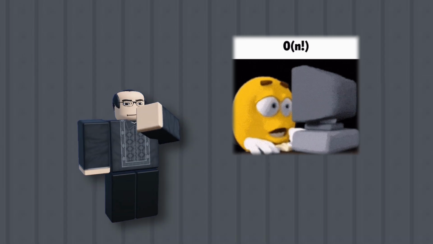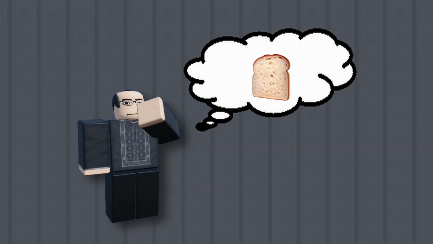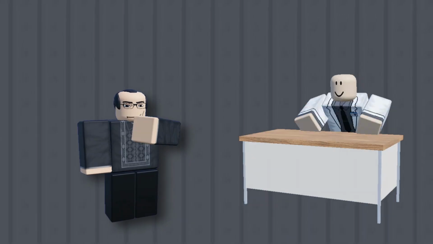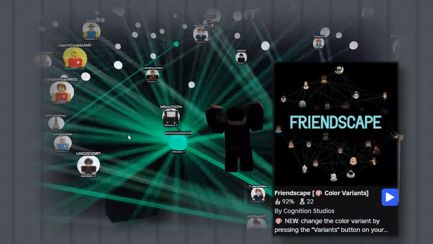I recently finished my algorithms class in college, and I was interested in breadth-first search algorithms. When my professor was discussing it, I immediately thought of that one Roblox game called Friendscape, so I want to recreate it. Firstly, I wondered, how does a game instance know the player's friends?